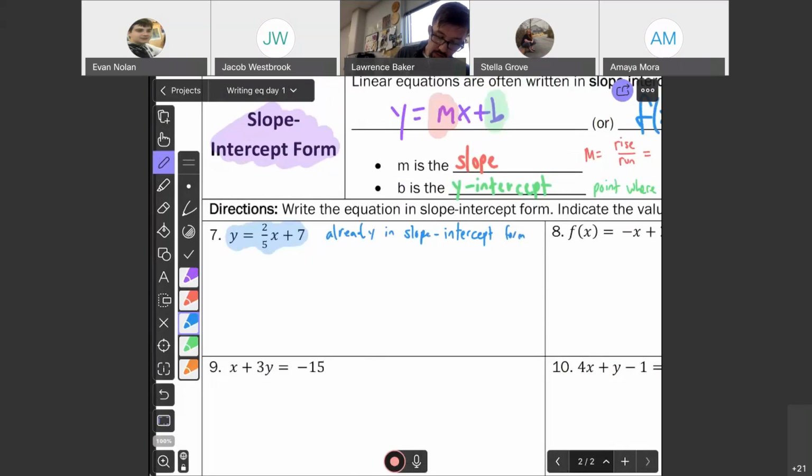So that means we should be able to identify what the slope is and what the y-intercept is. All right. The slope is always the coefficient of x. And so in that case, the slope is 2/5. And the y-intercept is always the constant. And so what I'd like you guys to do is go ahead and write that as a point, though. So that'd be (0, 7).